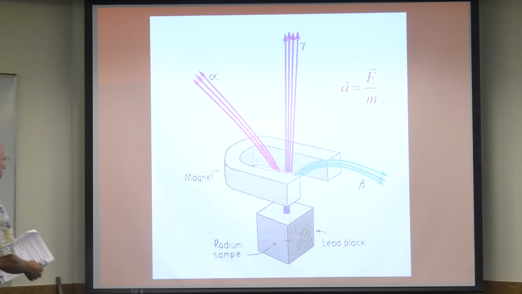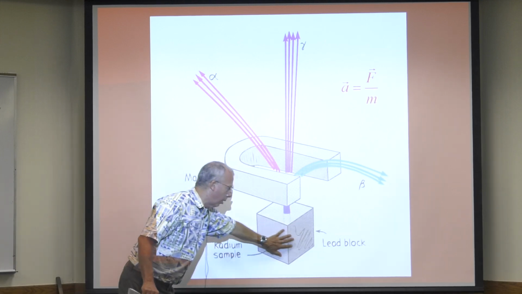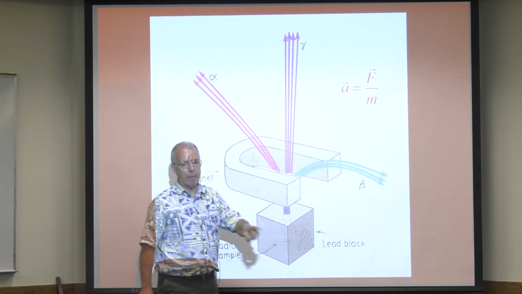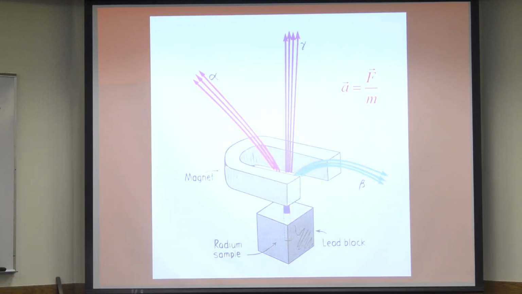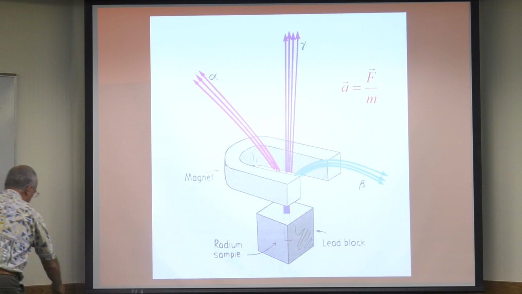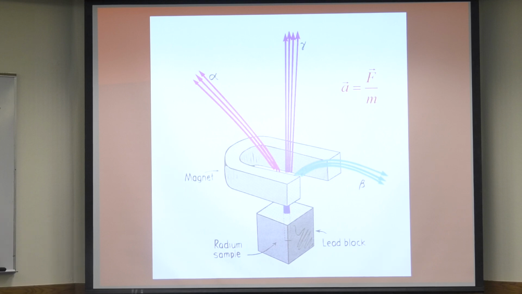Okay, let's get into the details. Oh yeah, one more thing, sorry. F equals ma, so a equals F over m. So this is a lead block. It emits alphas, betas, and gammas. This is a magnet. What does a magnet do? Remember we learned that when we talked about magnetism? We learned this equation: F equals qvB sine theta. So if you have a charged particle in a magnetic field, there's a magnetic force on it. Well, here's a gamma. It doesn't get deflected at all. Why? Because what's the charge of a gamma? Zero, so there's no magnetic force.